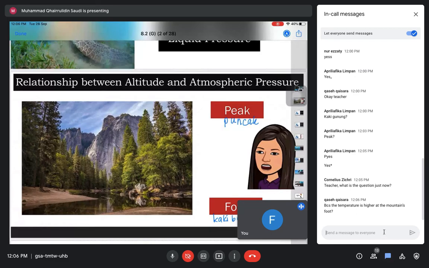Okay, Kssm said because the temperature is higher at the mountain's foot. Yes, it can be. It's a good guess. Anyone else want? So you are saying that the atmospheric pressure at the peak or foot is higher, Kssm?